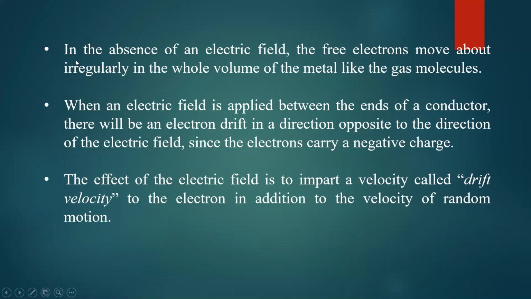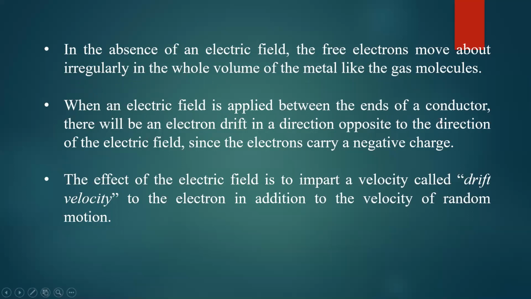Next, what happens to the motion of the electron in the absence and in the presence of an electric field? I have discussed it in the previous class also; I will just recall. In the absence of an electric field, the free electrons move about irregularly in the whole volume of the metal like gas molecules. There is no particular direction and no particular velocity; they move with random direction and random velocity.